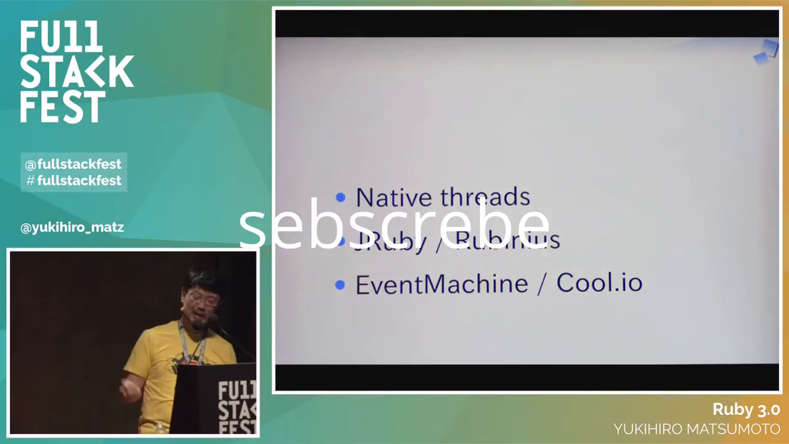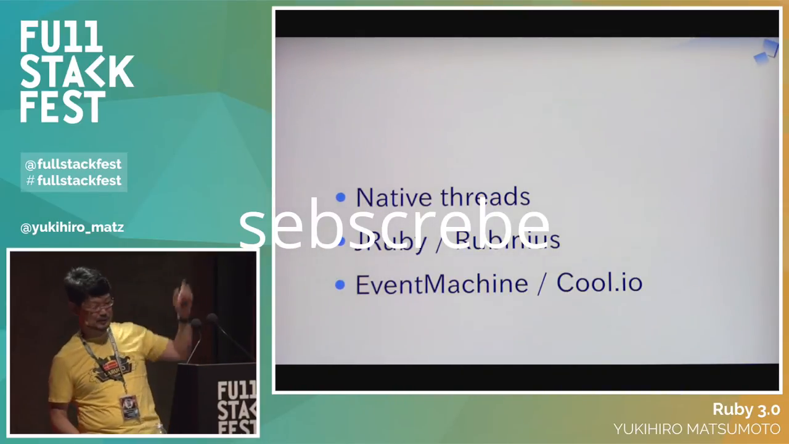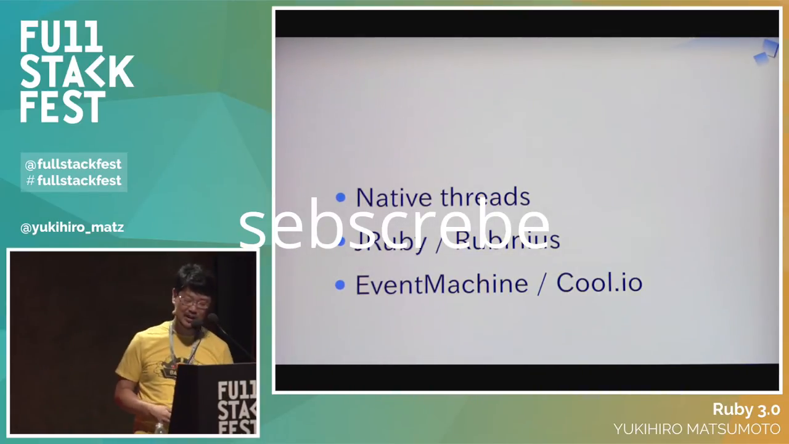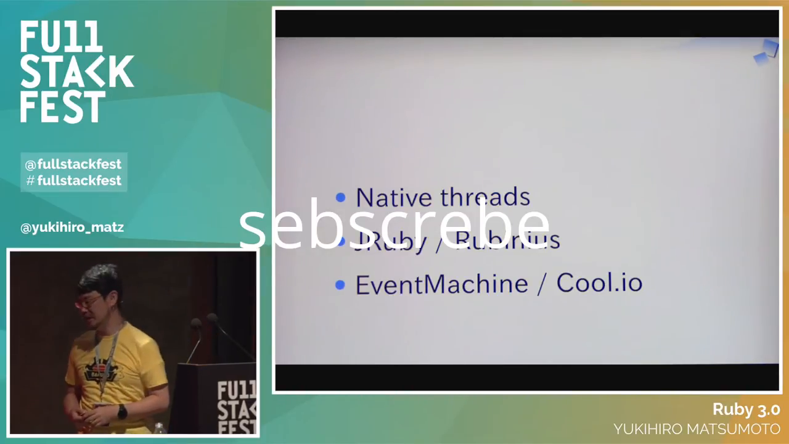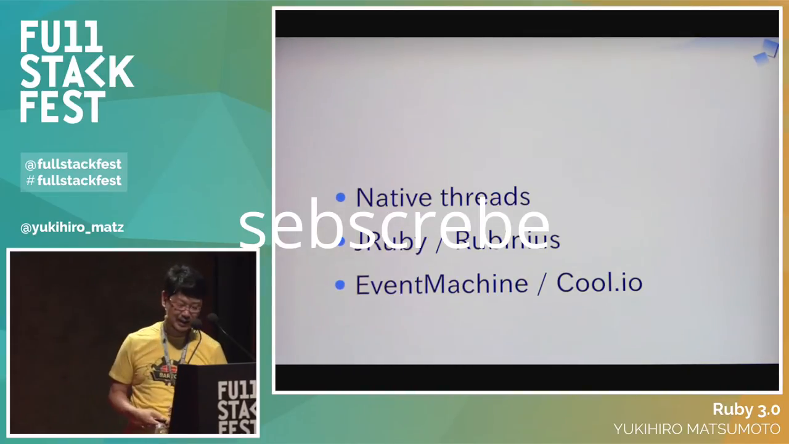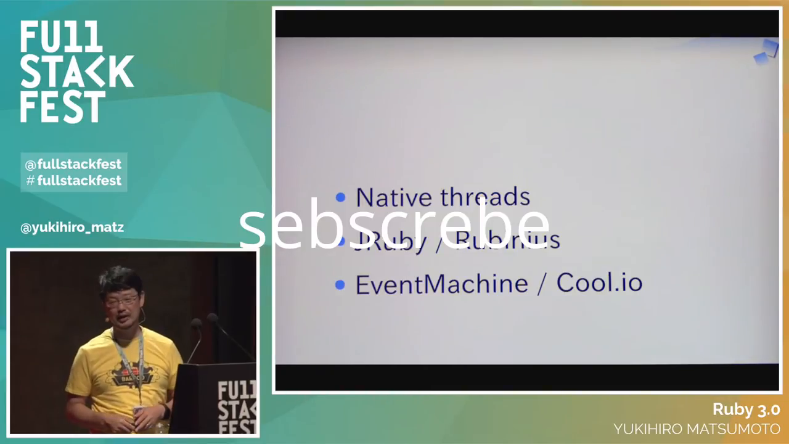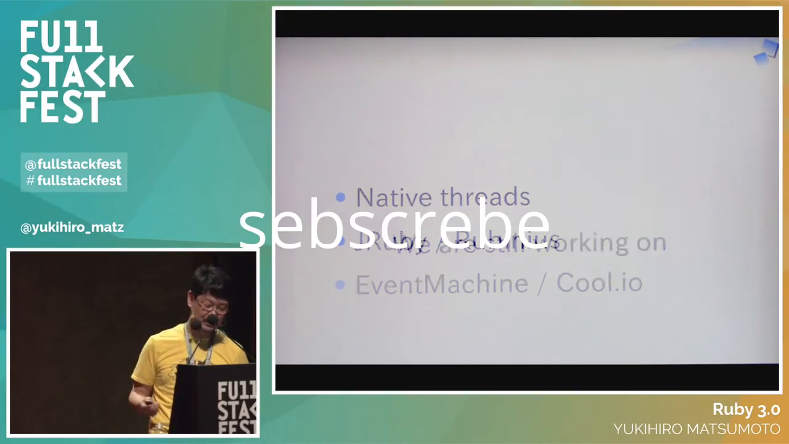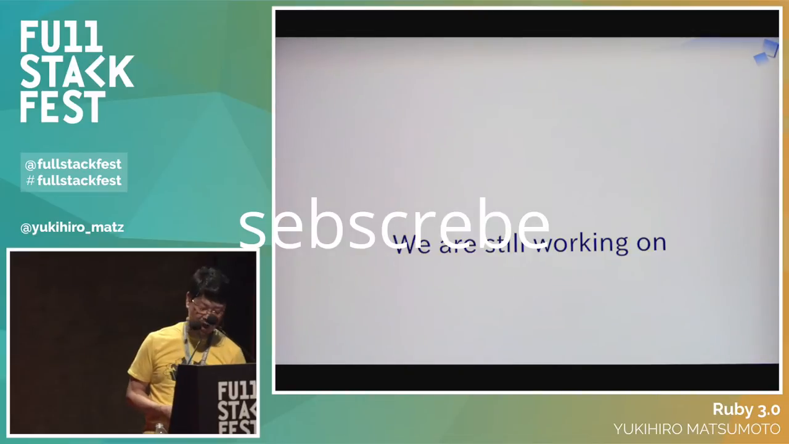Okay, but we have several things. We have native threads for I/O intensive work, and JRuby and Rubinius are thread safe, relatively better. And then we have EventMachine and cool.io for event-driven programming. And we are still working on concurrency.